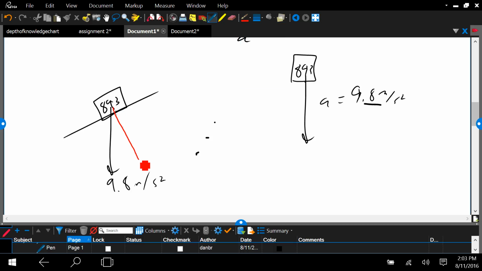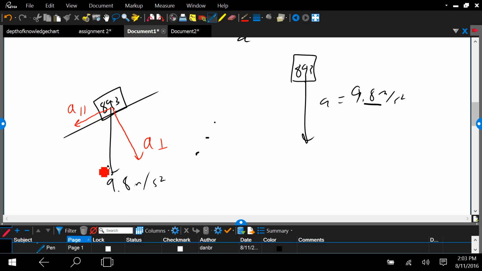So this is perpendicular to the hill right here. I'm going to call that my acceleration that is perpendicular to the hill. And then if I complete the right triangle with a side going this way, some of it goes parallel to the hill.